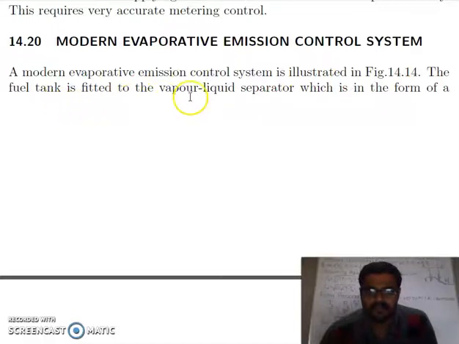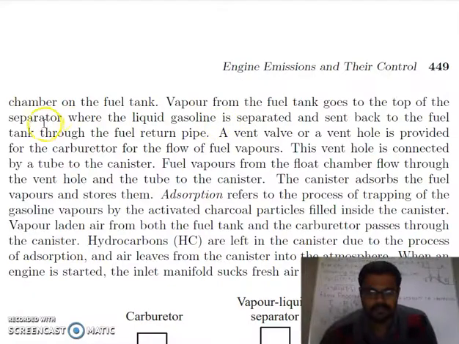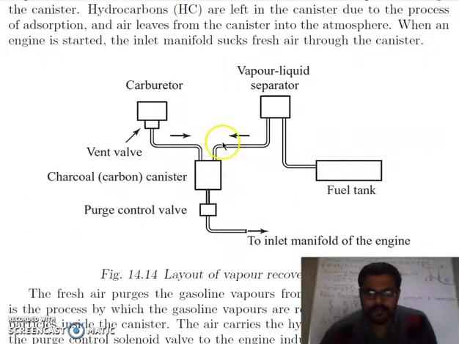The fuel tank is fitted with a vapor line separator, which is in the form of a chamber on the fuel tank. Vapor from the fuel tank goes to the top of the separator, where the liquid gasoline is separated and sent back to the fuel tank through the fuel return pipe. So this is the layout of the vapor recovery system.